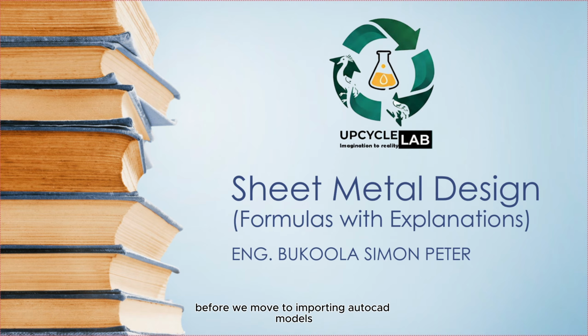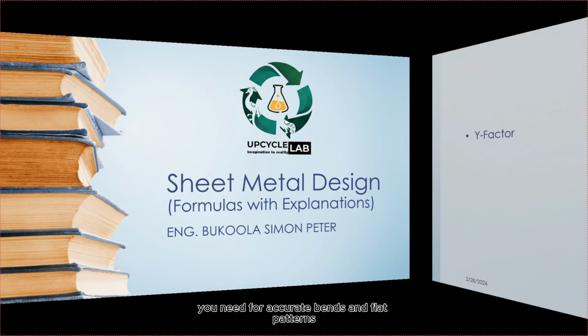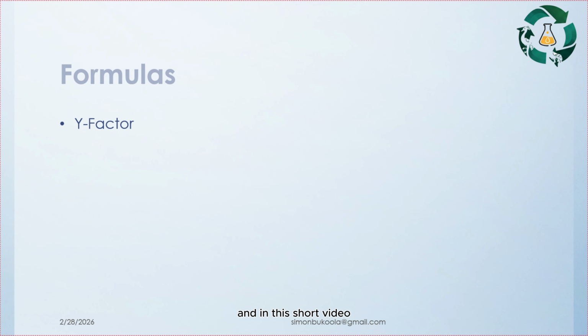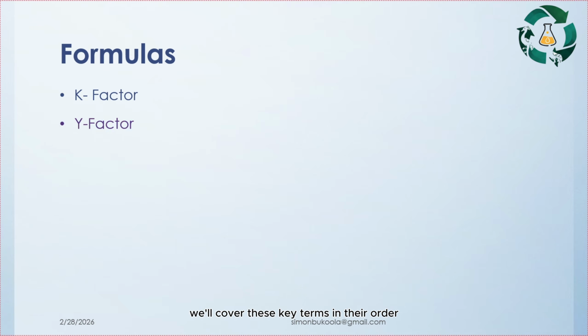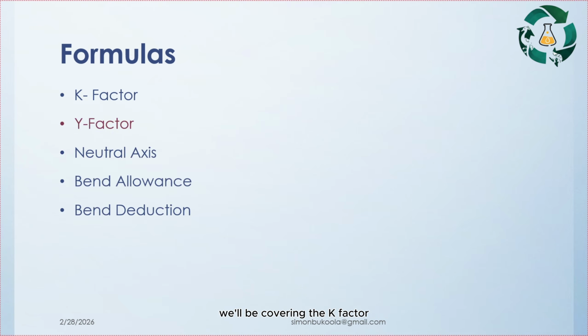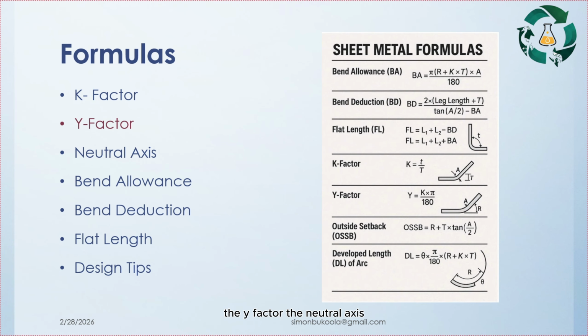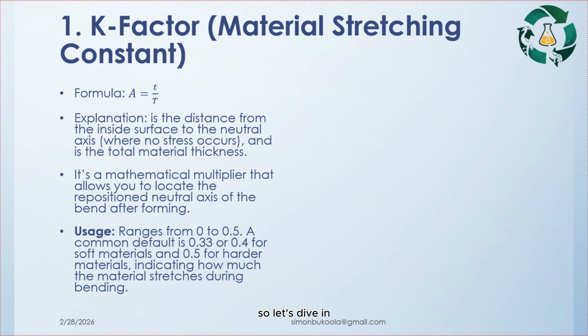Before we move to importing AutoCAD models into SolidWorks, let's do a quick focused explainer on the core sheet metal concepts you need for accurate bends and flat patterns. In this short video, we'll cover these key terms in their order: the K factor, the Y factor, the neutral axis, the bending allowance, bending deduction, flat length, and then we shall do some small design tips. So let's dive in.